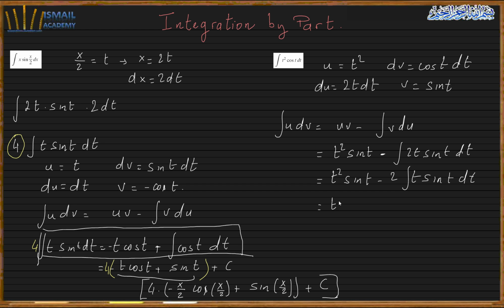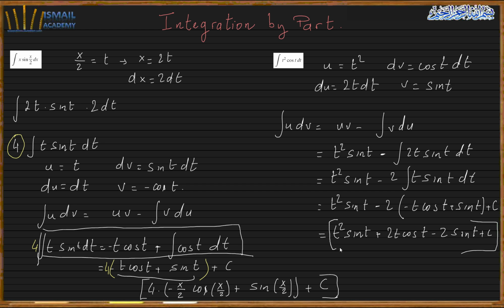So it's going to be t squared sine of t minus 2, and it's going to be minus t cosine of t plus sine of t. And here we have plus c at the end. So this is how we integrate. You distribute here, and you can have the final answer. So t squared sine t plus 2t cosine t minus 2 sine t plus c, and this will be your final answer for that question.